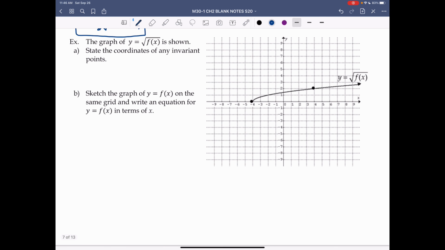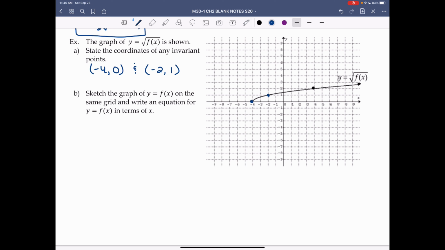The graph of y equals the square root of f of x is shown. State the coordinates of any invariant points. So this time we have the square root function. Well, again, we know that those happen when y is equal to 0 and when y is equal to 1. So just put dots on your graph wherever y is equal to 0 and y is equal to 1, which occur at x equals negative 4, y equals 0, and x equals negative 2, y equals 1.